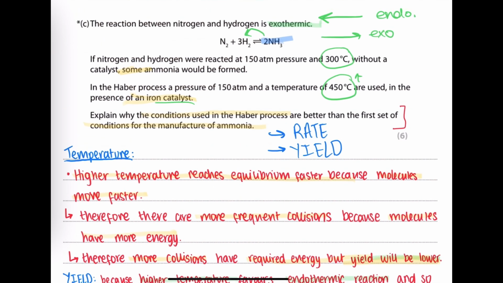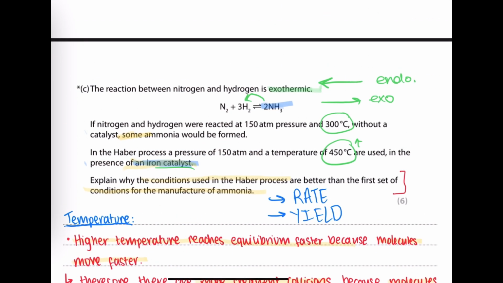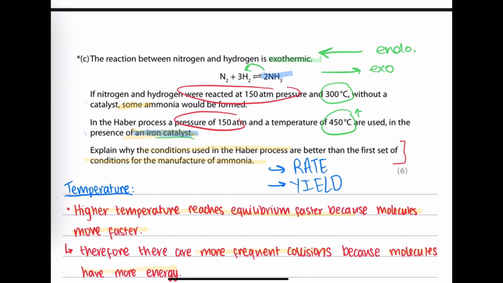Now we talk about the catalyst because this is something that's different between these two. It is the iron catalyst. A catalyst is always going to cause a reaction to reach equilibrium faster. This is because it lowers the activation energy, but it does not affect yield. A catalyst never affects yield. All it ever does is make it reach equilibrium faster, and it does not affect the position of the equilibrium. Now, one other thing that we usually need to worry about is pressure. However, pressure is the same in both reactions, so it does not make a difference and isn't a deciding factor on why one is better than the other.